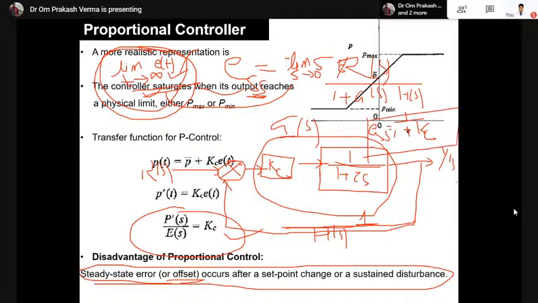This value 1 upon 1 plus Kc is known as the steady state error, and this error always remains in the proportional controller. Therefore I am saying that in the proportional controller a steady state error or offset always occurs. As you increase the value of Kc, obviously the ESS will decrease.